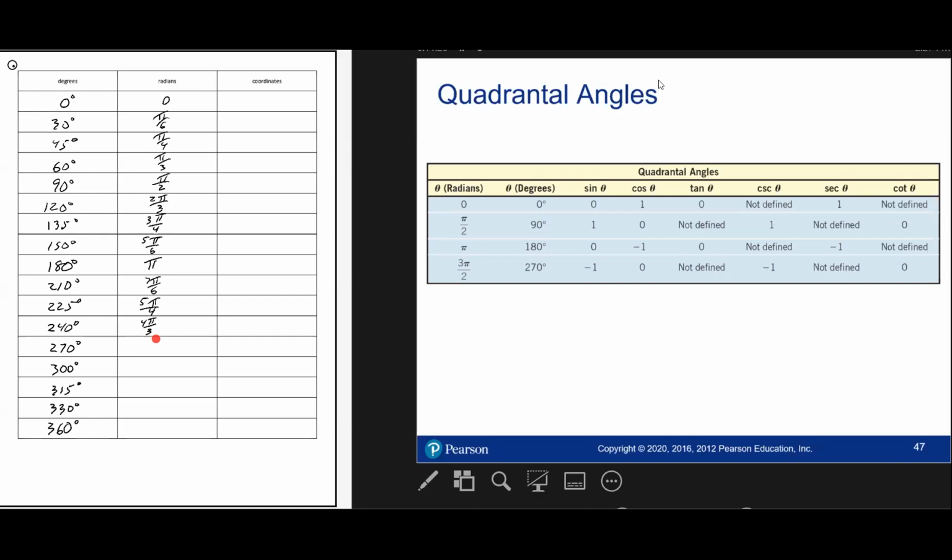Yep. And this one is a quadrantial angle. So it's 3 pi over 2. And then the next one starts with 3 in the denominator again. So it's going to be 5 pi over 3. And then that's going to be 7 pi over 4. And this is again going to be 6, which is 11 pi over 6.